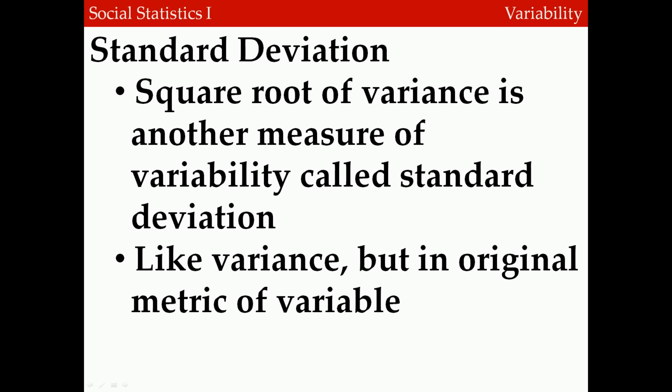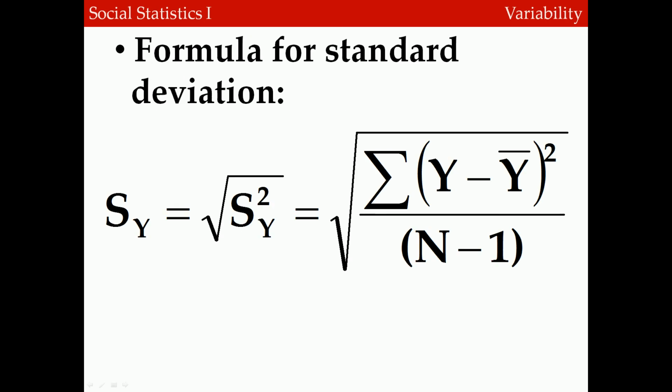Taking the square root of the variance actually gives us another statistic, something called the standard deviation. The standard deviation is very much like the variance, but it's in the original metric of the variable. Here's the formula for the standard deviation. We denote the standard deviation as s sub y. It's equal to the square root of the variance, s squared sub y. Or it can be calculated directly by taking the square root of the sum of the deviations from the mean of the variable squared divided by n minus 1.